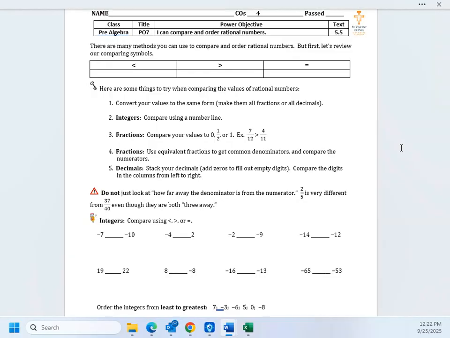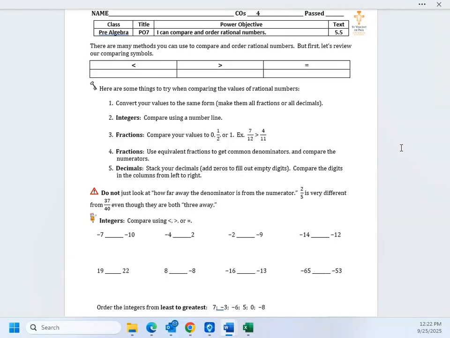So remember, those rational numbers aren't just those whole numbers that we're used to comparing and ordering. It's those integers with the negatives. It's those fractions and decimals. We know how to convert between fractions and decimals. So, let's review our comparing symbols.